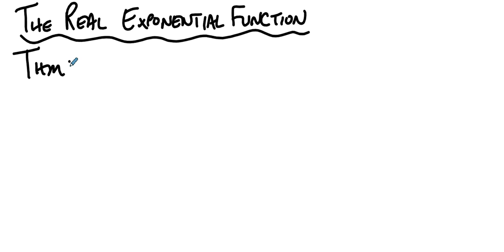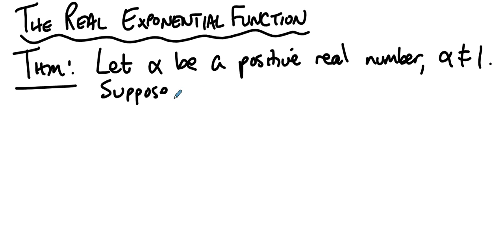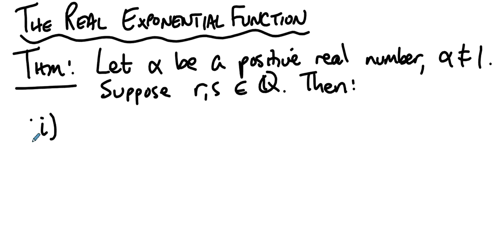And to do that, we have a theorem. We're going to let alpha be a positive real number not equal to 1. And we're going to suppose that R and S are rational. Then, first, alpha to the R is positive. Hit the pause button. Think about why alpha to the R should be positive.